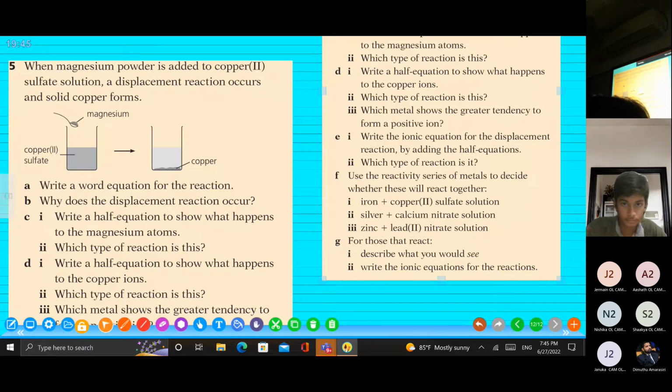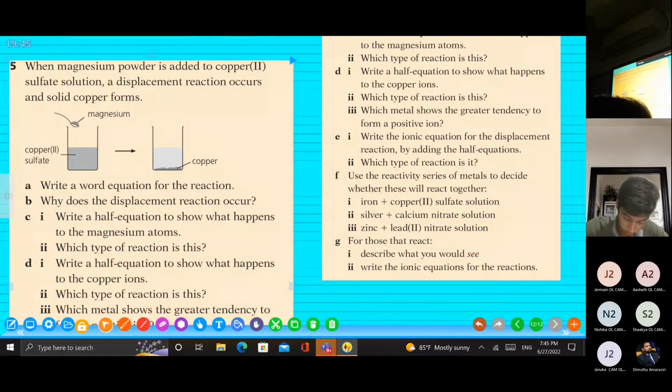What's the point? More reactive metal will displace the less reactive metal. This is a summary of what we did throughout the last part of today's class. Some of them might be difficult, that's normal.